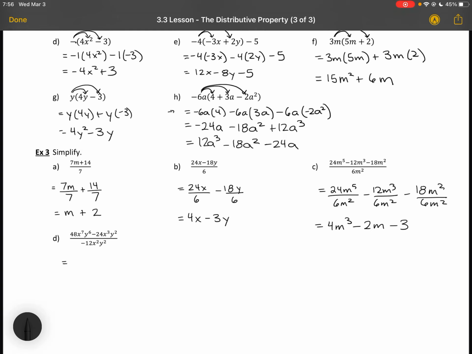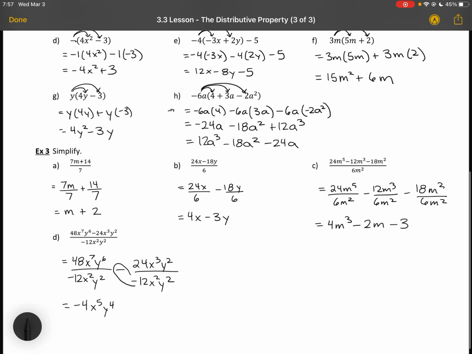My last one here is the most complicated, but the approach is still the same. I'm going to take each term on the top and divide by the term that's on the bottom. So the second one, minus 24x cubed y squared, divide by minus 12x squared y squared. So in my first term, I start off by dividing my numbers. I get minus 4, x to the 5, y to the 4. Then I've got 2 negatives. Those are going to make positive. So I have plus 2x, and then my y's simplify to 1. And that is my final answer.